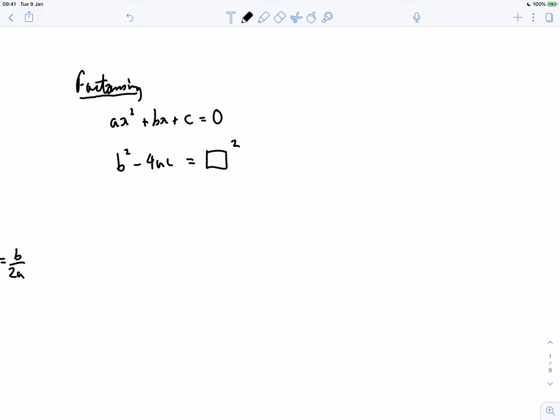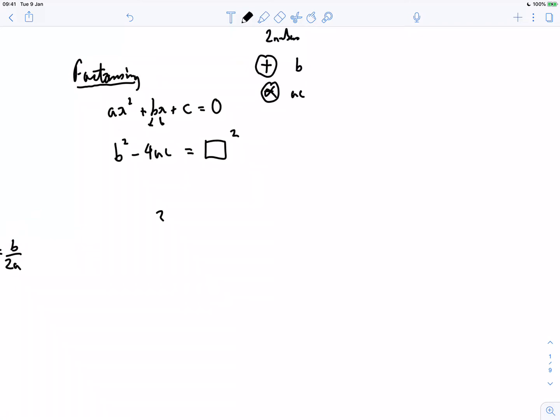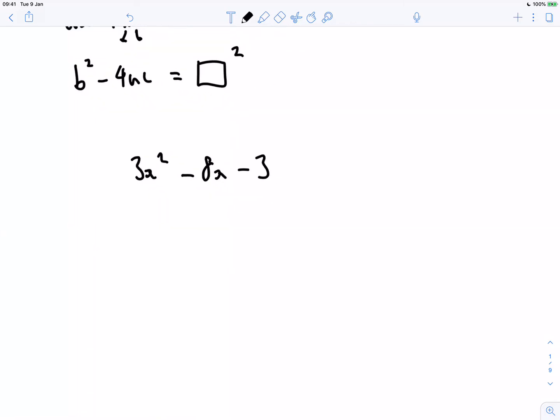So, factorising, really simple. The technique is to think of two numbers that add to b, the coefficient in the middle, but multiply to a times c. And then once you've found those two numbers, split up the coefficient of x and then factorise as if they were linear pairs. So it's probably best with an example like this. So let's take 3x squared minus 8x minus 3. Okay, so can you factorise this?